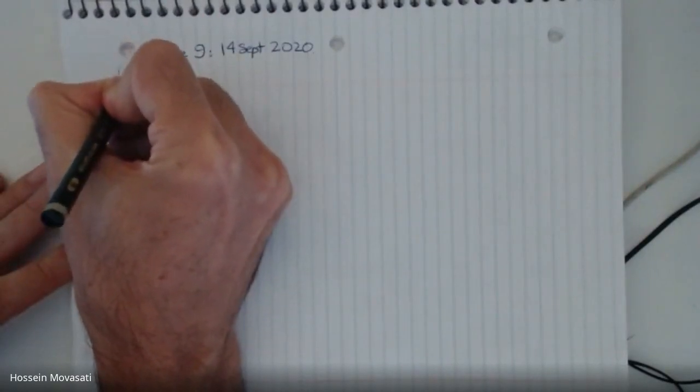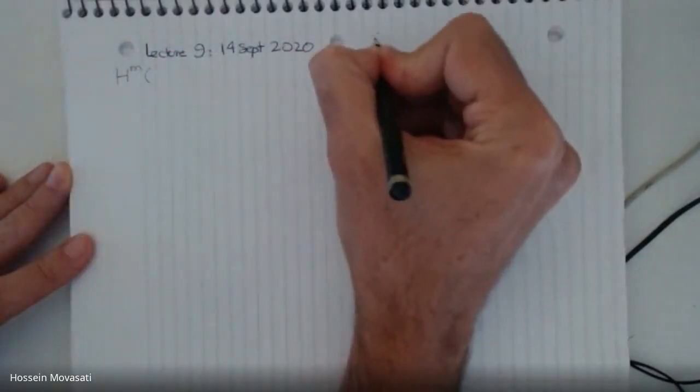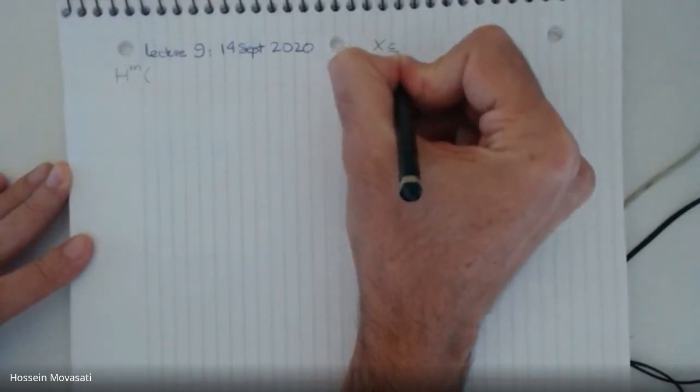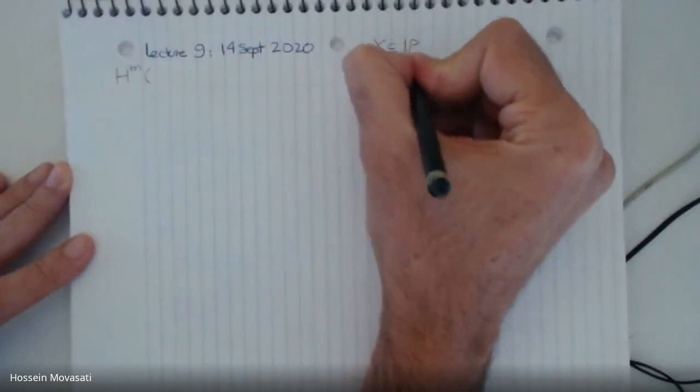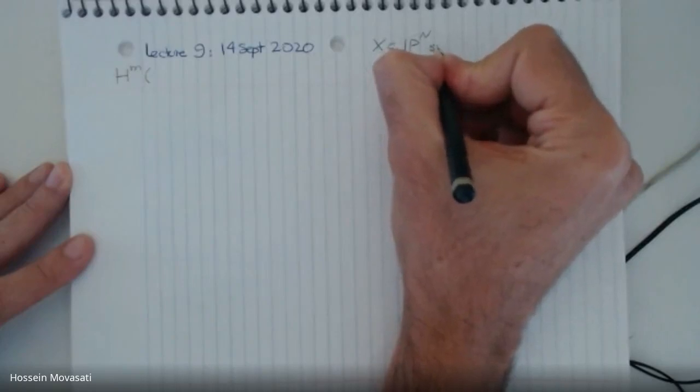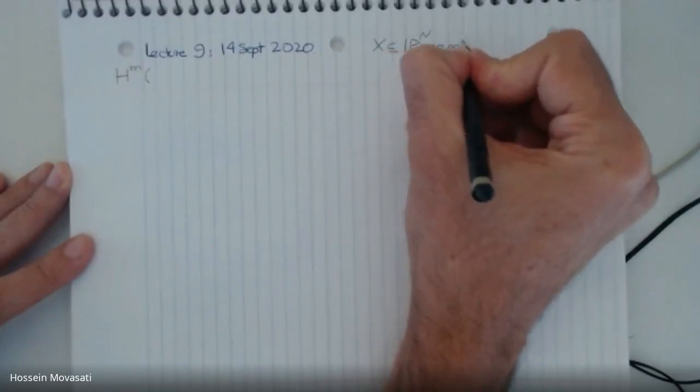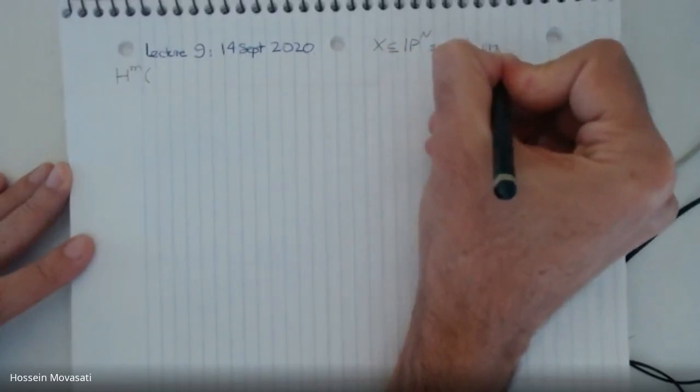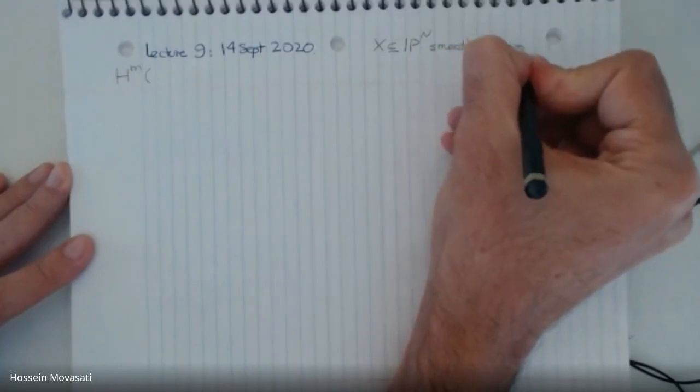So, we have already seen this Čech cohomology. So, we will always talk about smooth projective varieties.